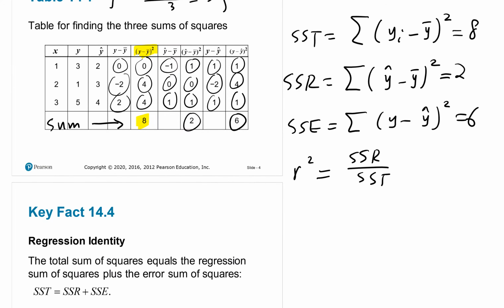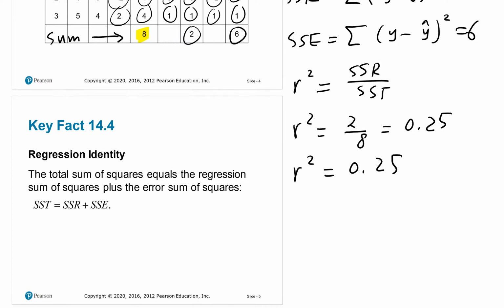What is that going to give us? So r squared is 2 over 8. That's 0.25. So for r squared, 0.25, if you move the decimal point always 2 steps to the right side, that gives you 25, and you can put a percent.